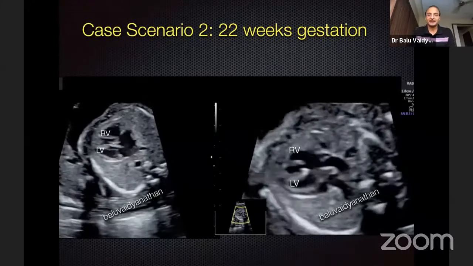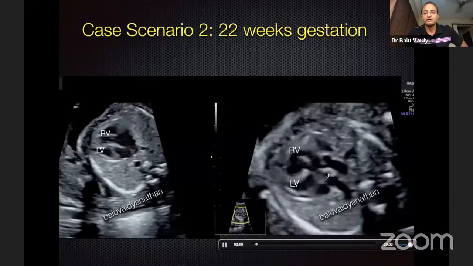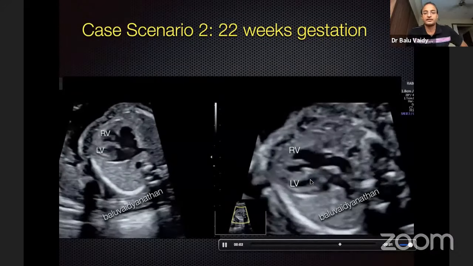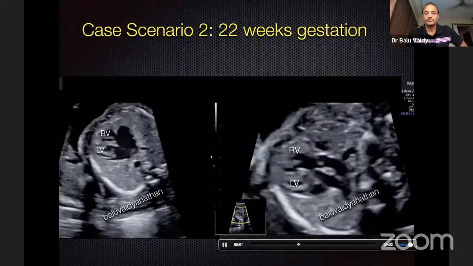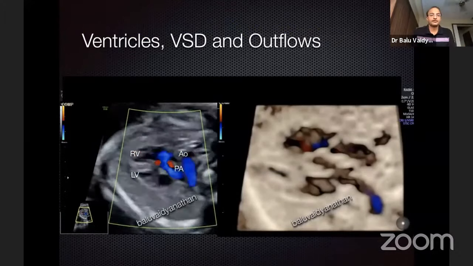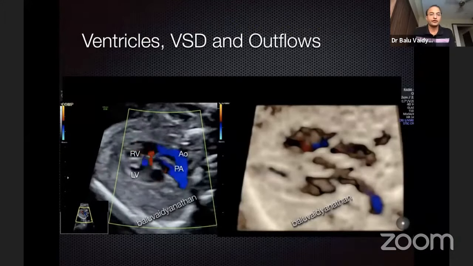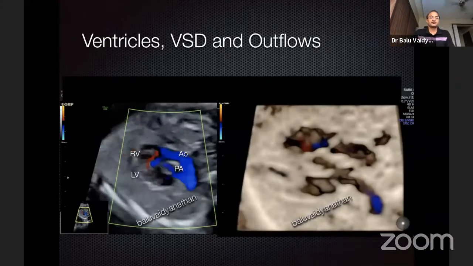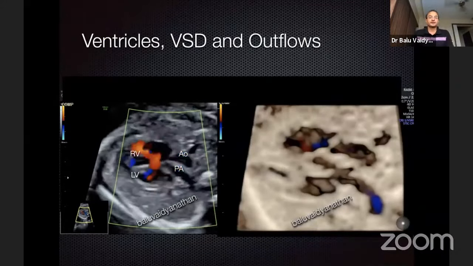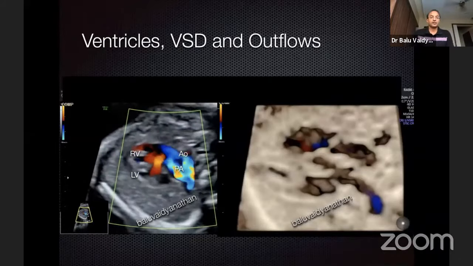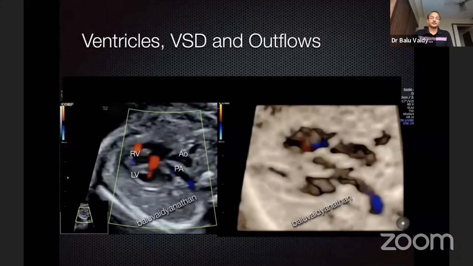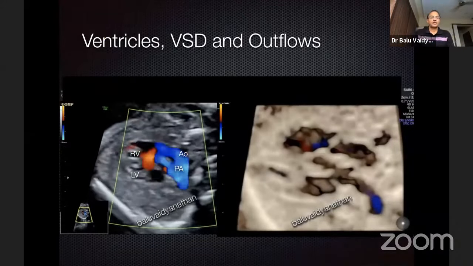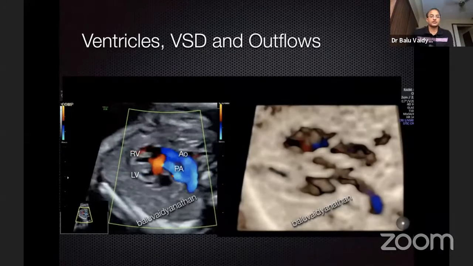2.0 view. And here we can see both the outflows are clearly emerging from the right ventricle. You can see the VSD as well. And when I put color flow, you can see the VSD, the red flow across the VSD. In DORV, the VSD will shunt left to right. That's because it's an obligatory left to right shunt. There is no other way for the LV blood to exit the heart, so it has to go across the VSD to the RV, and that's what is shown there.